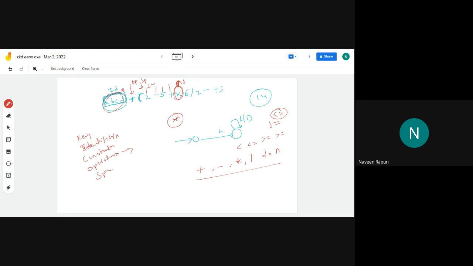So 1, 2, 3, 4, 5, 6, 7, 8, 9, 10, 11, 12, 13, 14. So 14 is the correct answer. But if they ask how many operator tokens, how many constants, how many identifier tokens there are, there may be a chance to get confused here. This is not an operator, because we don't have this symbol as an operator in C, C++, Java, Python, or any language.